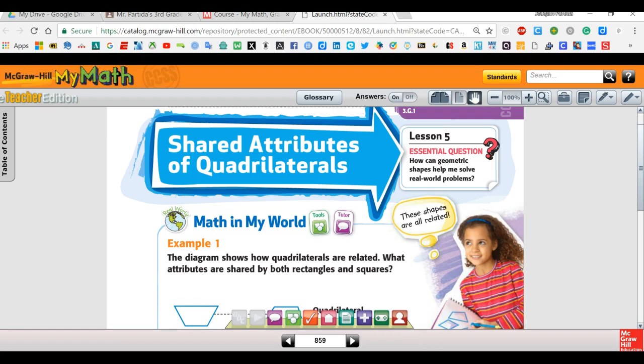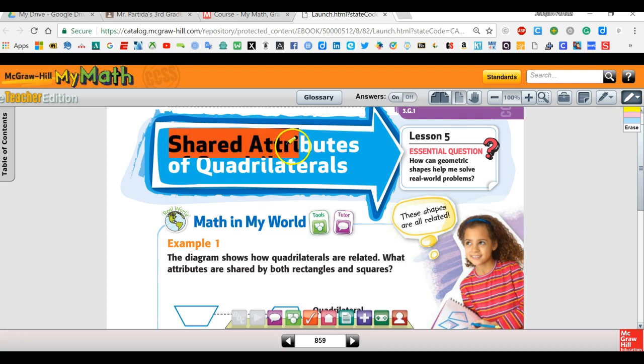This is chapter 14, lesson 5. And we're going to talk about the attributes of quadrilaterals. Anybody know what the word attributes means? Attributes, what does that mean?